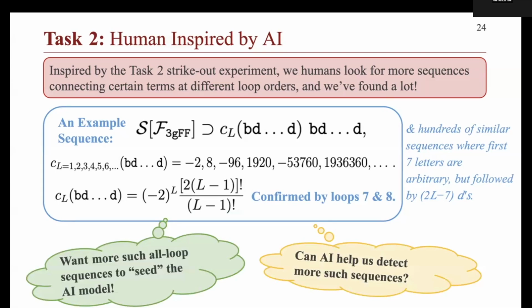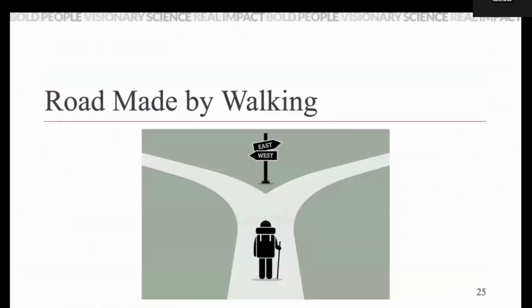And what is good about this is that if we can find more sequences like this, we can use them as the seed terms for the AI model once we go to, say, loop 9. And we can assume that those terms we already know. And on the other side, we want to ask, can AI really help us to detect more such sequences? Because if yes, then we can better find our actual single data.